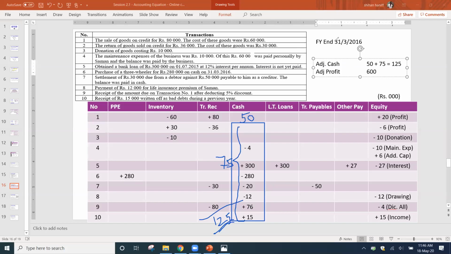So adjusted profit you have to take from the equity. On the equity, we have to take only transactions which affect the profit, either income or expense. So you don't take additional capital or drawings. Without taking these two, you have to take all other income and expenses. Still, I didn't get the correct answer.